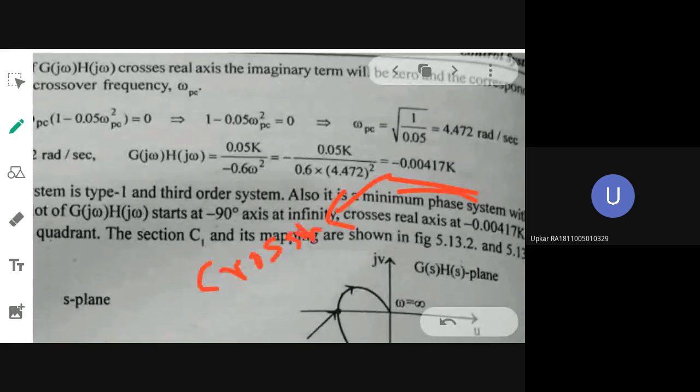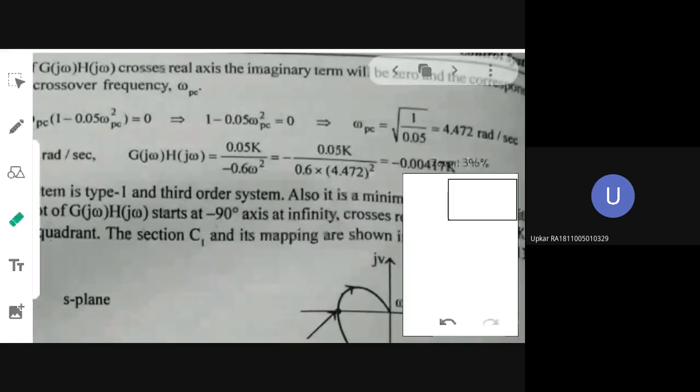Okay. So they have equated, and what is the point that they have found out as a result? Minus 0.00417k. So that is your crossing point. That you will mark here. Minus 0.004117k.